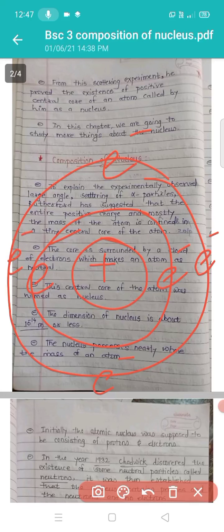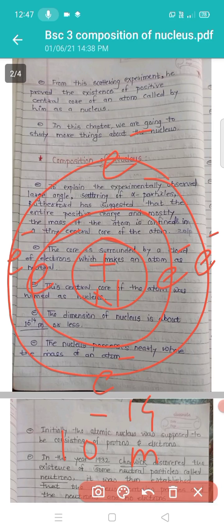This central core of the atom was named the nucleus. The dimension of the nucleus is about 10 raised to minus 14 meter or less. The nucleus possesses nearly the whole mass of an atom. Initially, the atomic nucleus was supposed to consist of protons and electrons.